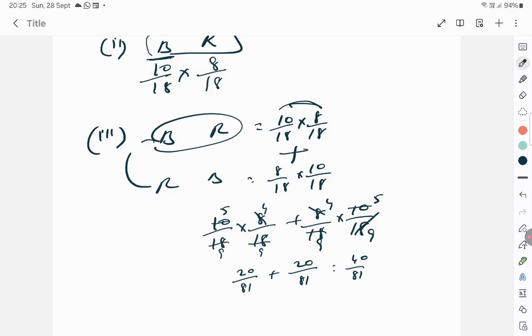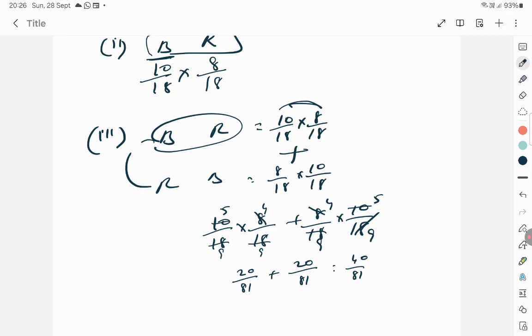Let me check. I can do calculation mistakes, so I want to be careful. 20 by 81. First ball is black. One of them is black and the other is red. Is the answer correct? Yeah, correct. Sorry. Okay, I was worried I'm doing some calculation mistakes.